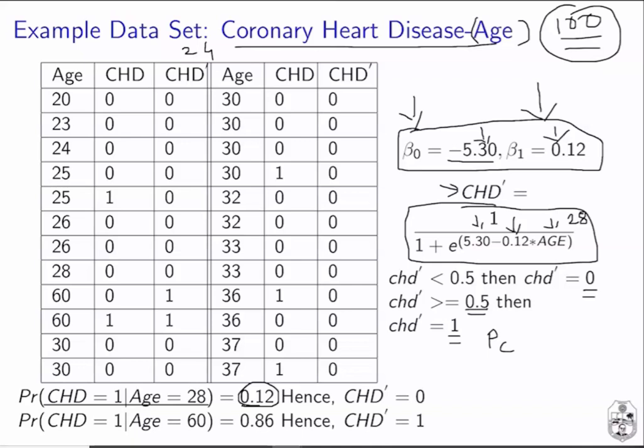That's why we have assigned the class 0. See here, for age 28 the predicted class is 0, and the actual class is also 0. Now let us take another example in which the age is 60. When we substitute the age equal to 60 in this equation, we will get a probability value 0.86, and 0.86 is greater than 0.5.